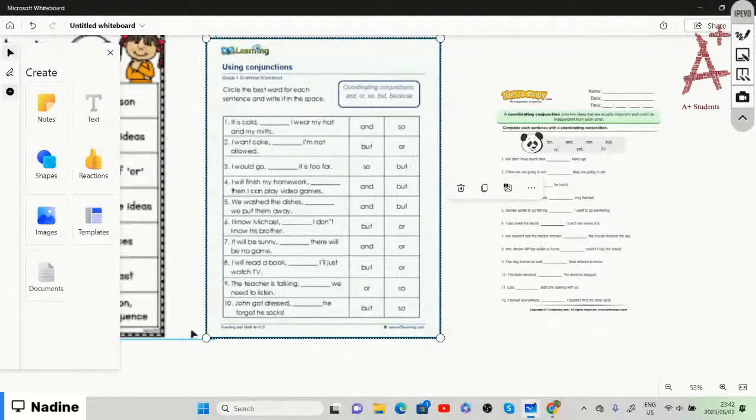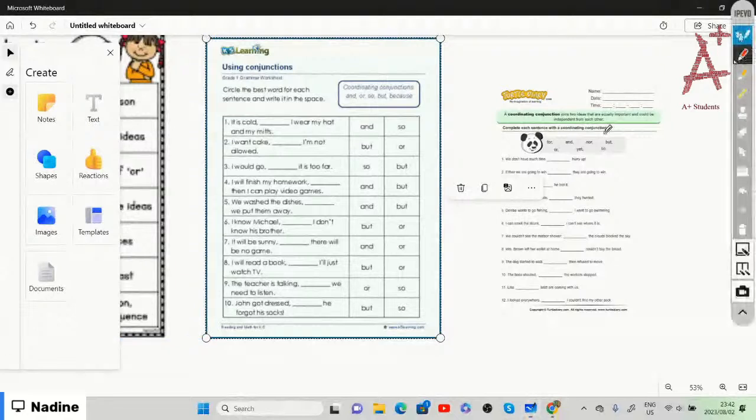So the first one says, it is cold. I wear my hat and mitts. So it is cold and I wear my hats and mitts, or so I wear my hats and mitts. So if we were to choose the correct coordinating conjunction within that sentence, we would say so. So it is cold, so I wear my hat and my mitts.